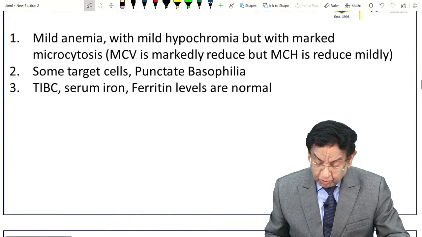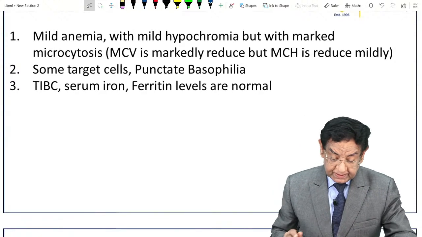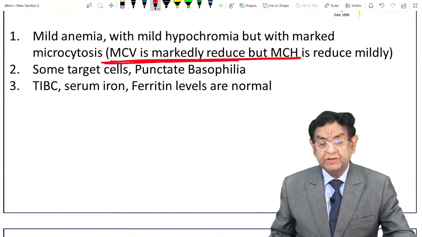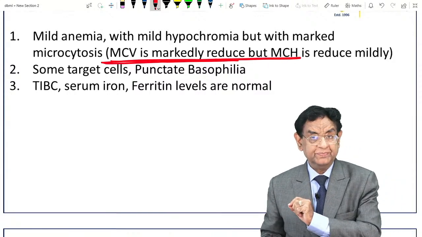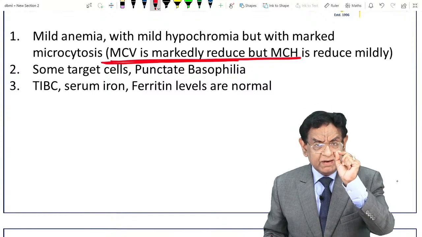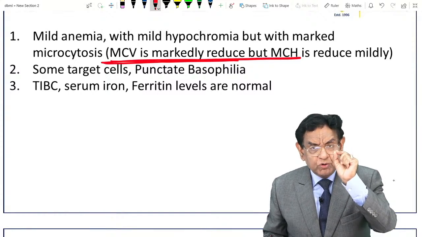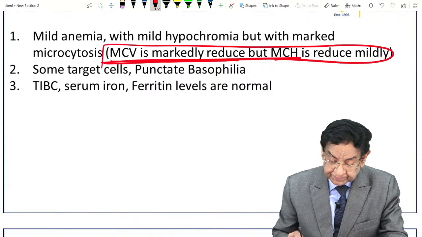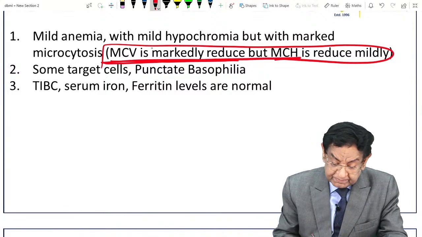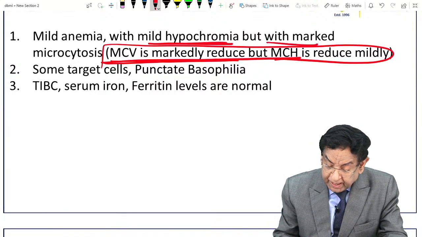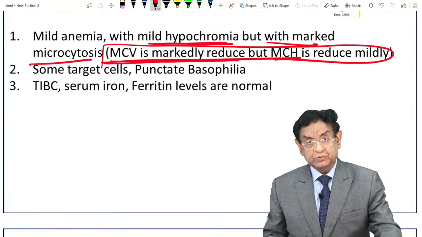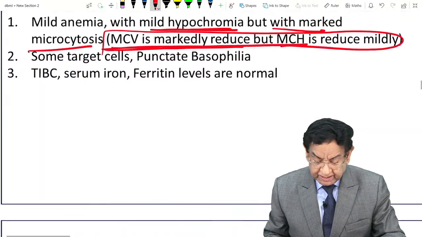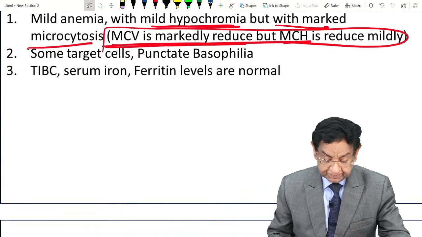Now, what is most important? MCV is markedly reduced as compared to MCH. This is the classical line you don't have to forget. If you are getting this line, what does that mean? This is mild hypochromia with marked microcytosis. This is the most important line. So I'll spend a lot of time explaining it to you.